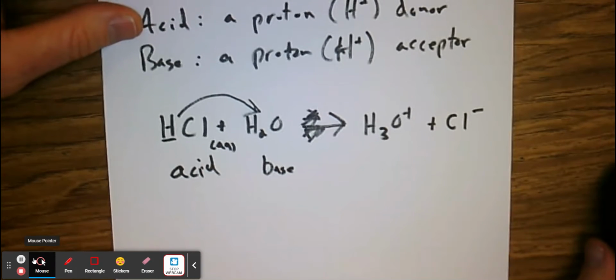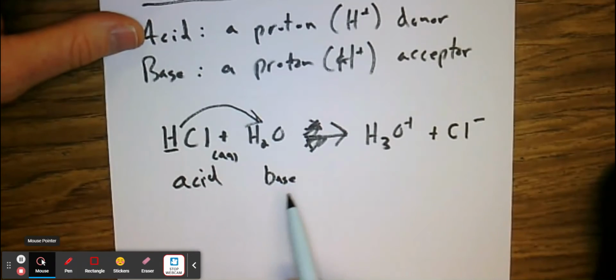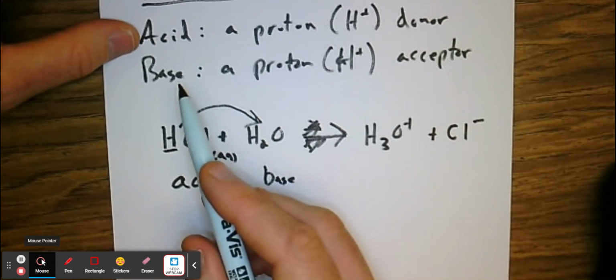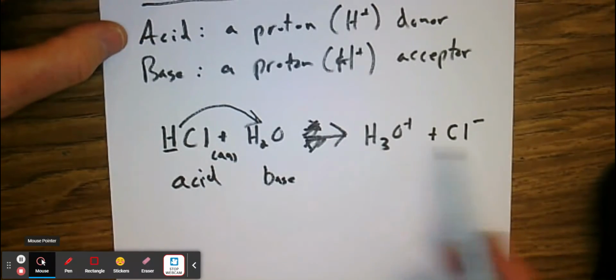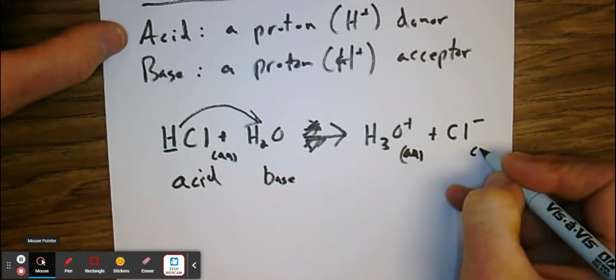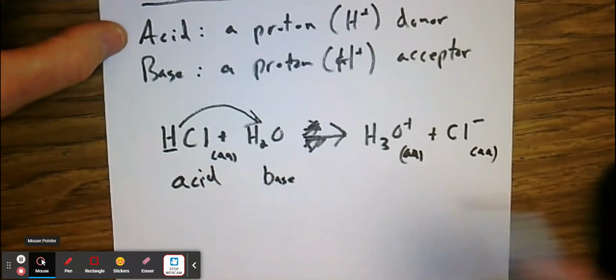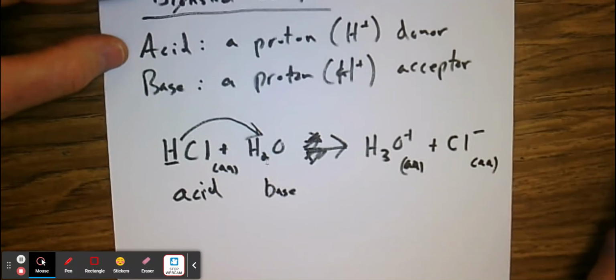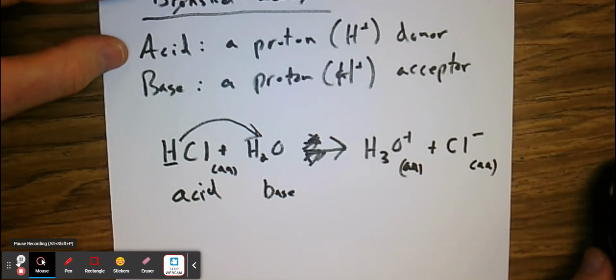So this is how a Bronsted-Lowry acid looks in an equation, where it's donating a proton to a base. And that's why it is an acid.